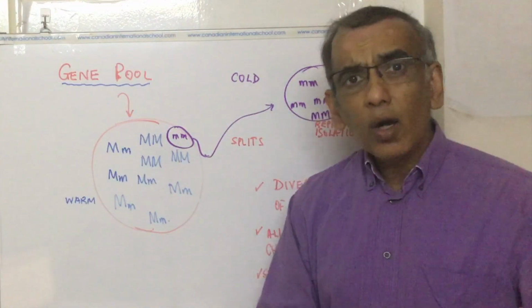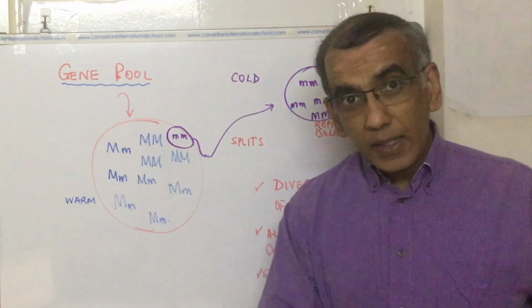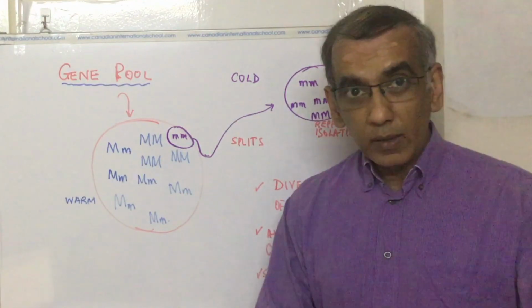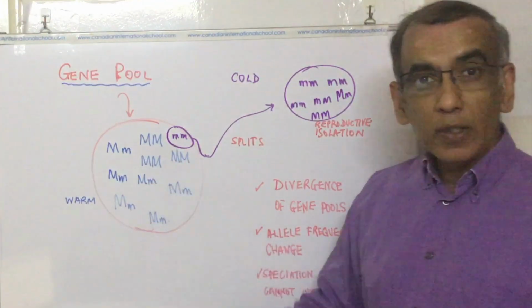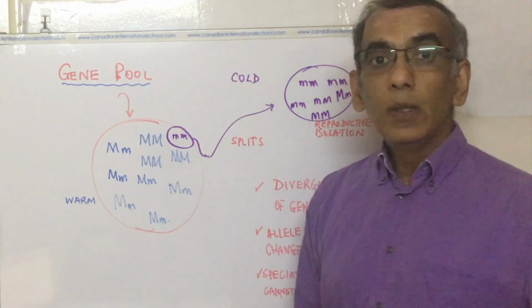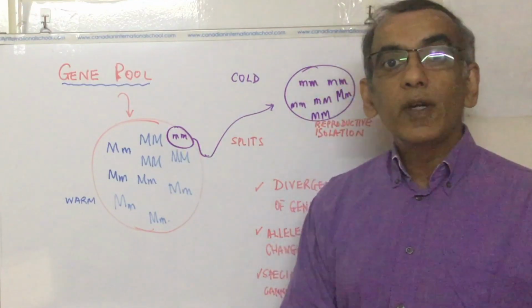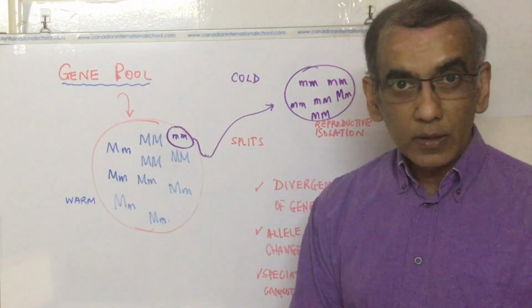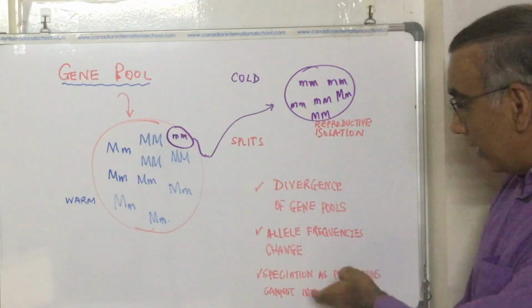And over a long period of time, if these two populations remain isolated, it is plausible that bringing one of these individuals back to this population and trying to get it to reproduce would be unsuccessful. And if that is the case, then you would have had speciation. Speciation because the populations are not able to interbreed.